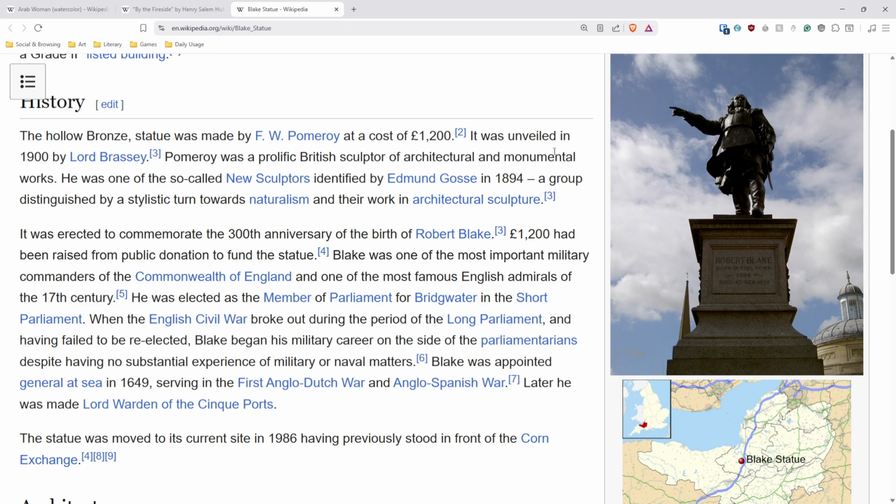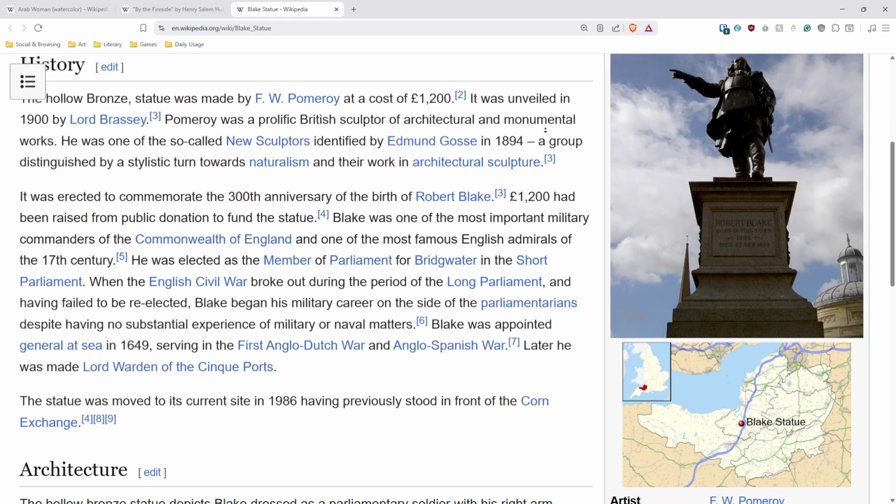The hollow bronze statue was made by F.W. Pomeroy at a cost of £200. I think that's what the currency is called. It was unveiled in 1900 by Lord Brassey? I'm not sure. Pomeroy was a prolific British sculptor of architectural and monumental works. He was one of the so-called new sculptors, identified by Edmund Gosse in 1894, a group distinguished by a stylistic turn towards naturalism in their work in architectural sculpture.